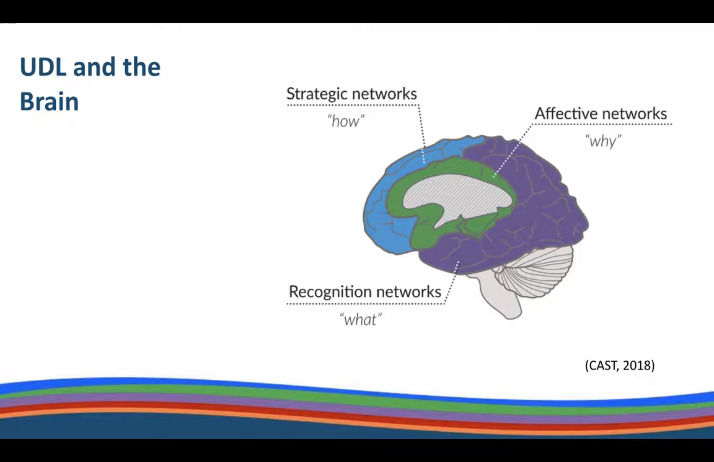You can see that here in green. The recognition network, which relates to the what of learning and involves how learners take in and make sense of information, shown here in purple.